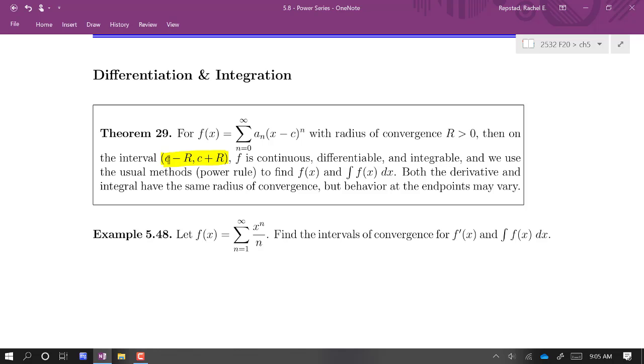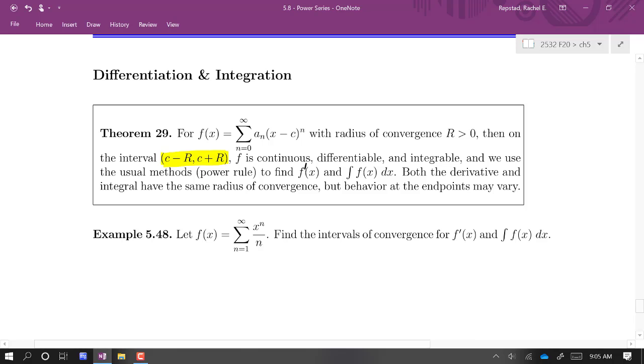So on that open interval, your function defined by the power series is continuous, it is differentiable and integrable. And we can use the usual methods, which for us is going to be just the power rule, right? These power series are like infinite degree polynomials. So using the power rule, we can find a power series for f prime. Here's a typo here. That should be f prime of x and the integral of f.